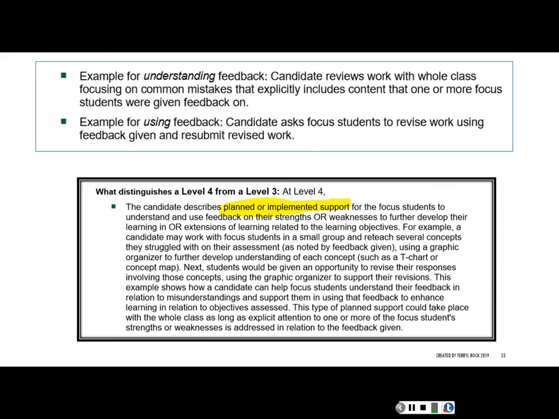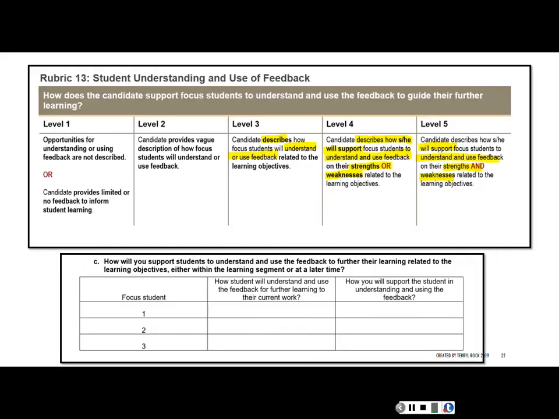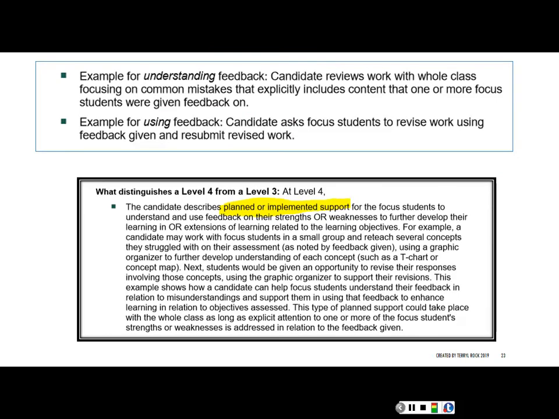Read level 4. What does it say? Here in level 3, the candidate describes how the focus students are going to do it. But in level 4, you describe how you're going to support them. And this is a 3 but not a 4, because you reviewing it with them in front of the class is not a support. And having them do it in their own time to go through and fix their work and revise it, that's not a support. That's a level 3.